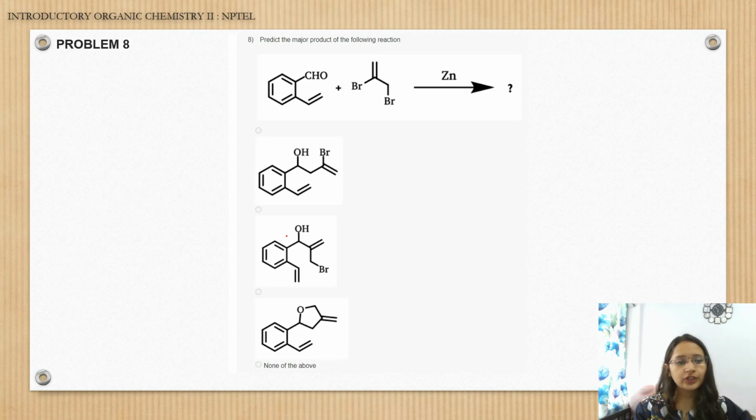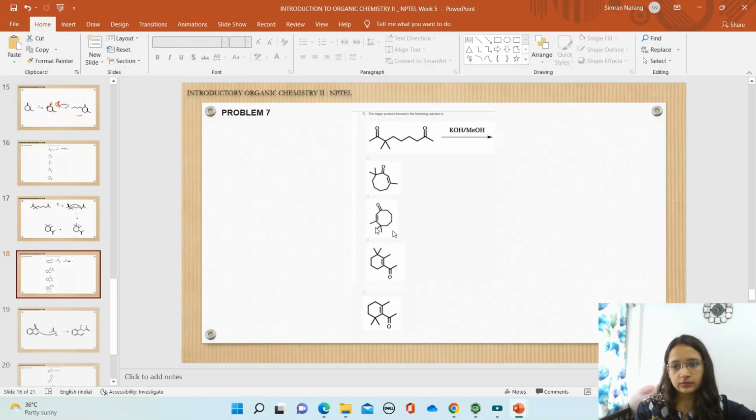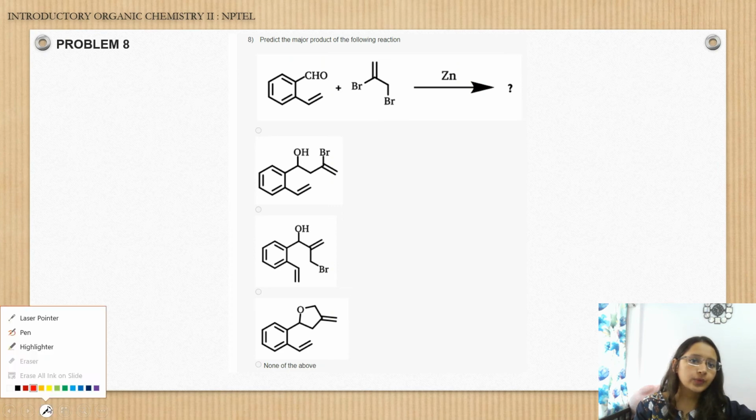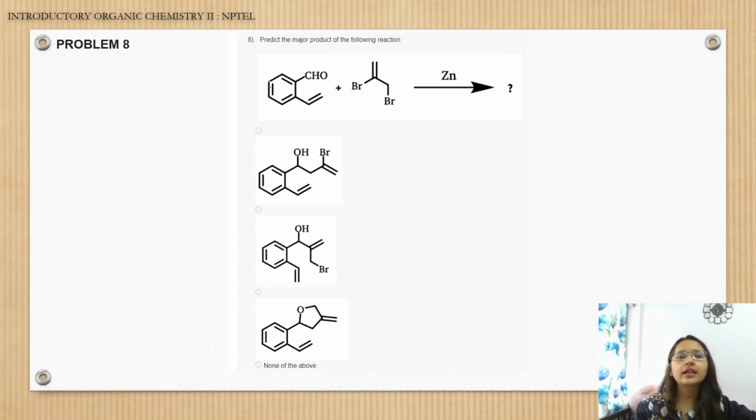Moving towards problem 8. Okay. So moving towards problem 8. See, what happens here? They are asking to predict the major product from the following reaction.